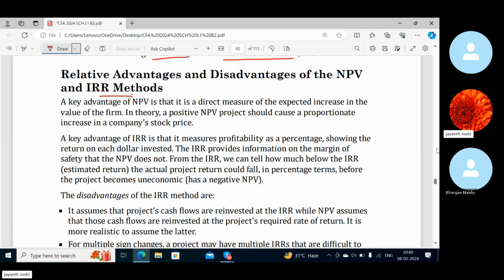Now, a key advantage of NPV is that it is a direct measure of the expected increase in the value of the firm. Of course, if you are investing 100,000 and you are getting a positive NPV, then your project is a worthy project, and that project can add value to your firm, right? In theory, a positive NPV project should cause a proportionate increase in the company's stock price, of course.